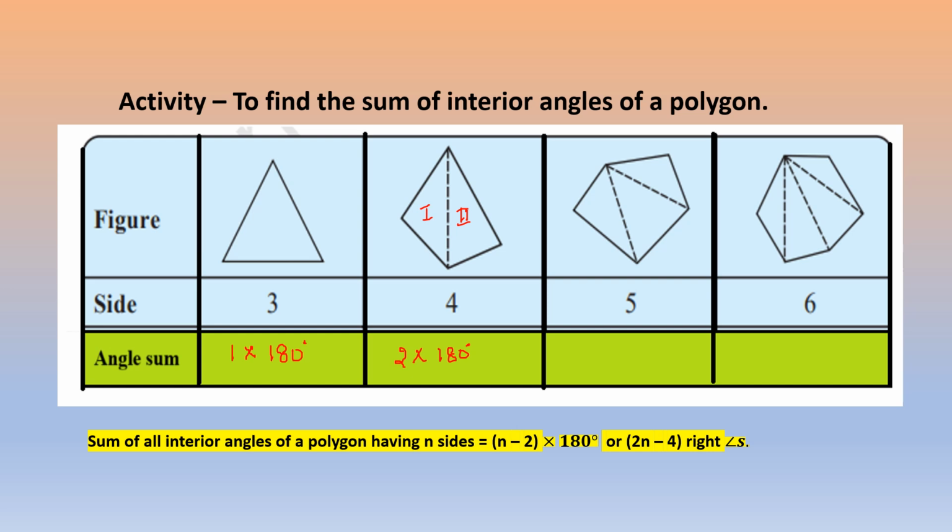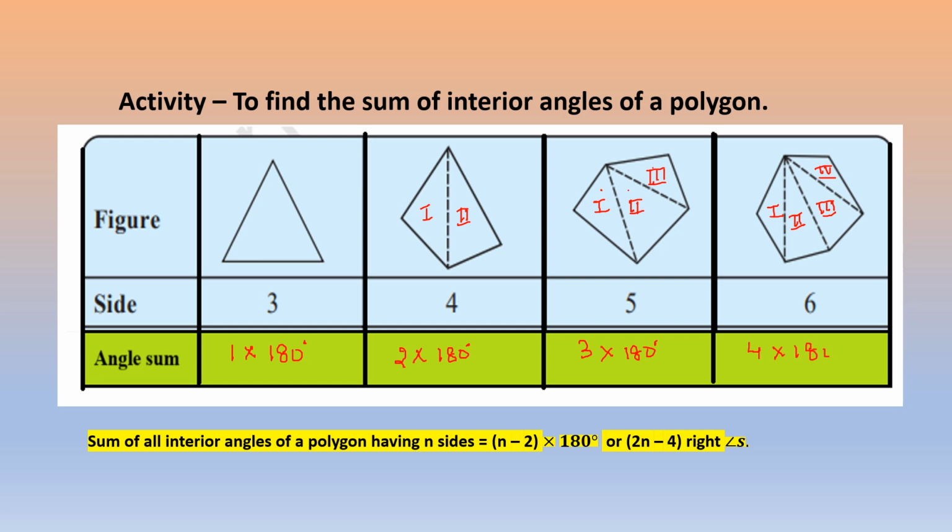Here in the pentagon, which has 5 sides, it is divided into 3 triangles. Okay, in each triangle the sum of the 3 angles is 180. So 180 here, 180 here also, 180 here also. So it will be 3 into 180 degrees. And in the hexagon, it is divided into 4 triangles, 1, 2, 3 and 4. So the sum of all the angles of a hexagon will be 4 into 180 degrees.